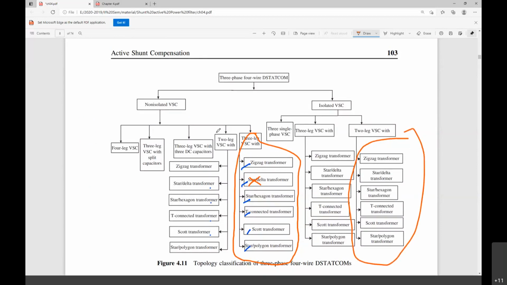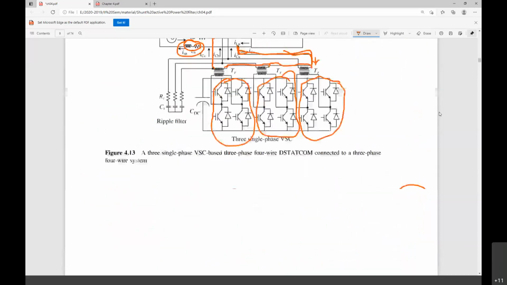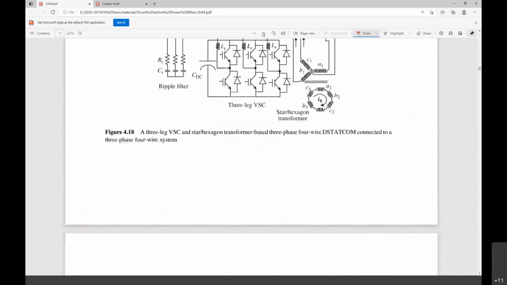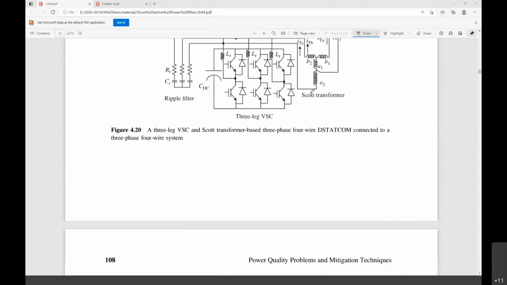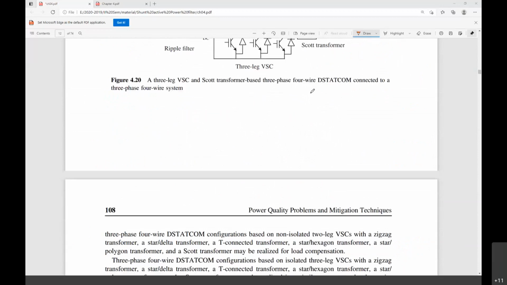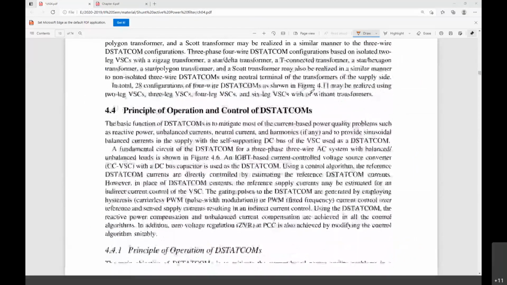Especially for non-isolated VSC, you have a two-leg VSC also, and in order to eliminate the neutral current we have used the zigzag transformer. Okay, zigzag transformers. And please, I will provide you this content also. Please go through all the other topologies also.